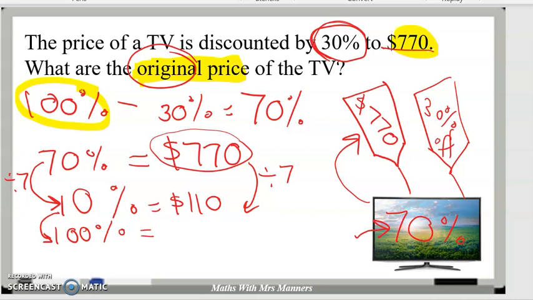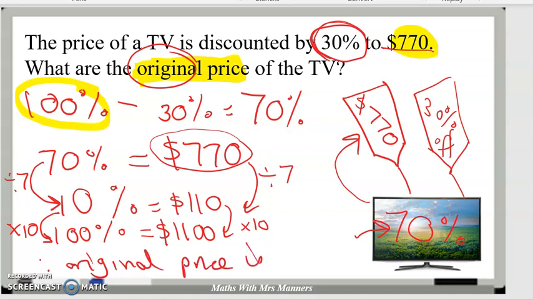So to go from 10 to 100, I will multiply by 10. And if I do that to the other side, I will multiply by 10 there. That gives me $1,100. So that means the original price is $1,100.